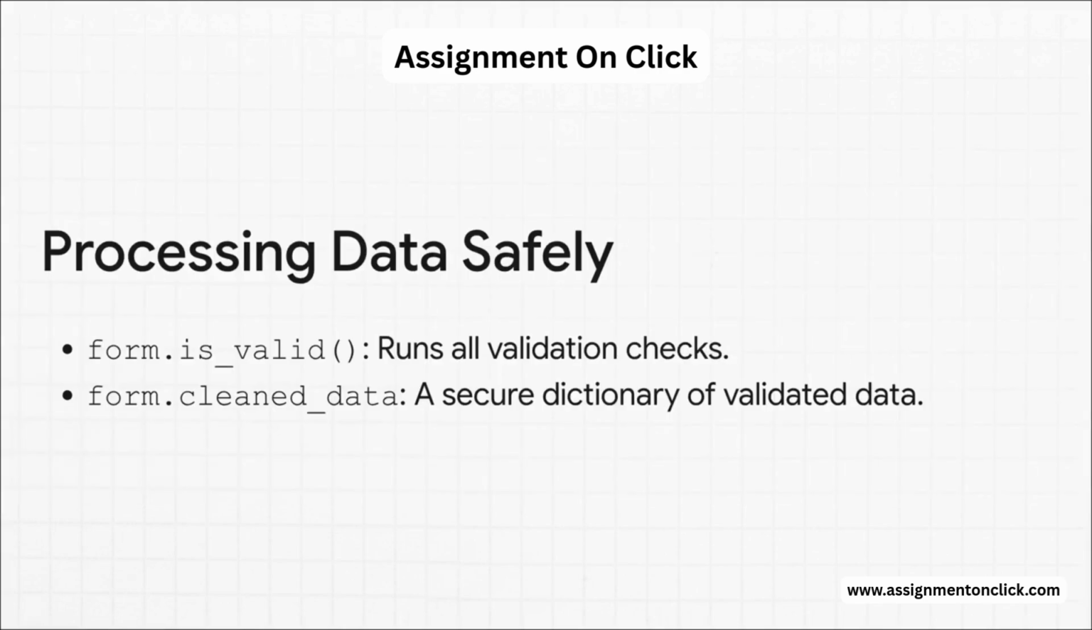Now, processing the data is where the magic really kicks in. When that form gets submitted, you call one single method, form.is_valid. That one line runs all the checks you defined. If everything looks good, Django gives you this amazing dictionary called form.cleaned_data. This isn't the raw, potentially dangerous stuff from the user. It's clean, validated, and totally safe to use.